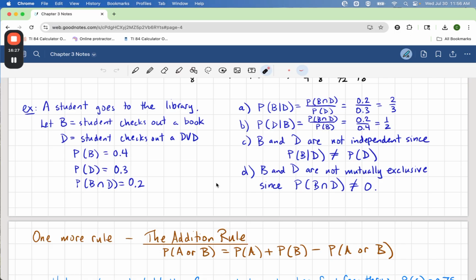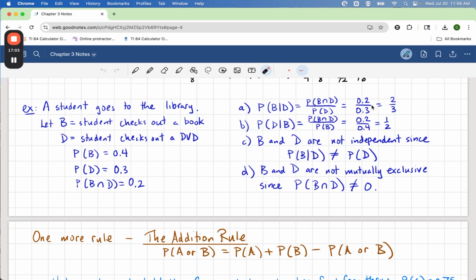So now I can do some probabilities. The conditional probability of B given D would be probability of B and D, which we know is 0.2, right? 0.2. Probability of D is 0.3. So we get a 2/3 probability that the student checks out a book given that he has checked out a DVD. All right. The opposite way, the probability somebody checks out a DVD given that they've checked out a book, would be 0.2 over 0.4, which is 1/2.